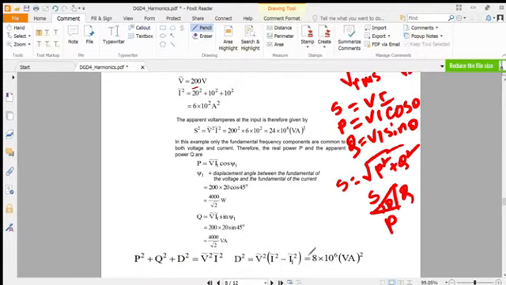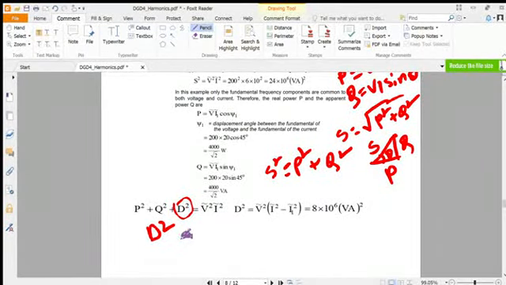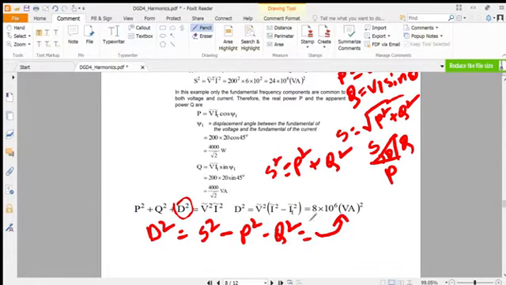So if we take S squared equal to P squared plus Q squared and add these two terms, we will not get this value. So there is a difference, a distortion, due to the harmonic components. So we can derive D squared equals S squared minus P squared minus Q squared, and we get this value. This is P, this is Q, and this is D squared, and if we take the square root we get D.